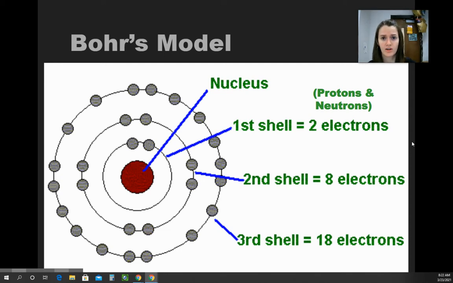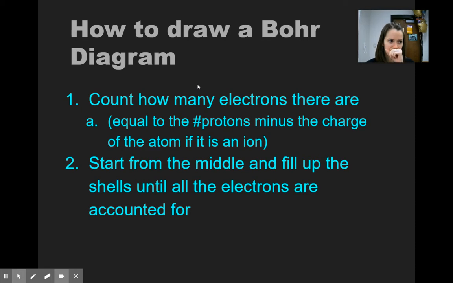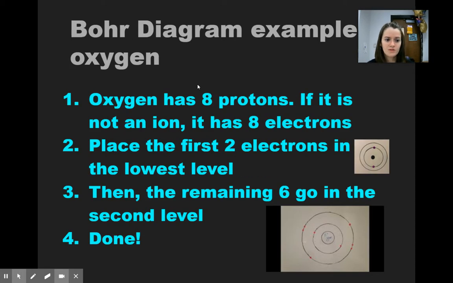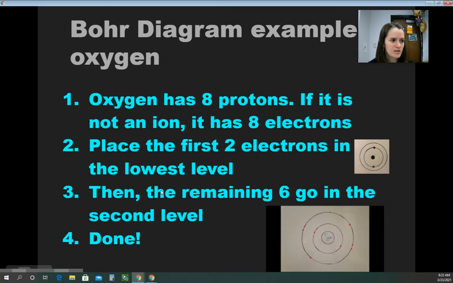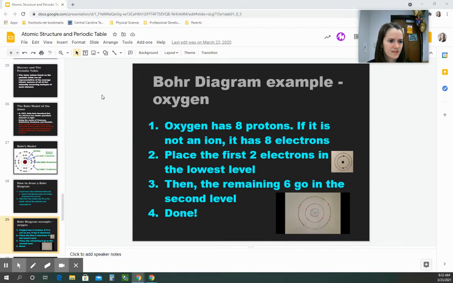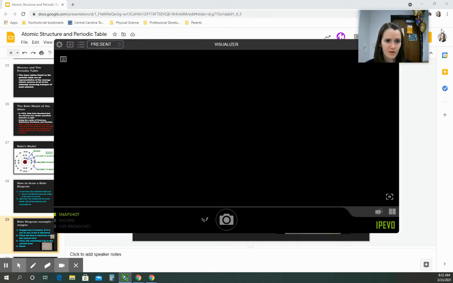The second thing that you need to know is that you start from the bottom. In other words, you start closer to the nucleus, fill up as much as you can, then you keep adding the next levels, next levels, next levels. So just like I said, first step, find out how many electrons there are. Then start from the middle, in other words, the ring that's closest to the nucleus, and then go from there. So here's an example. Why don't I just do this on the whiteboard right now so you can see exactly what I'm talking about.